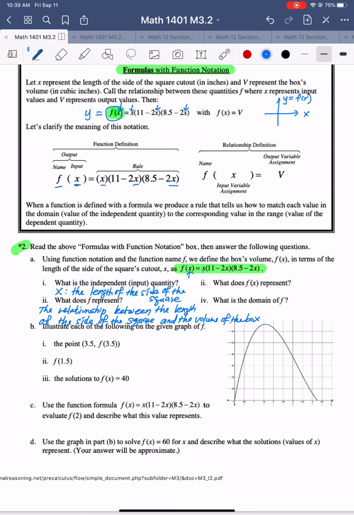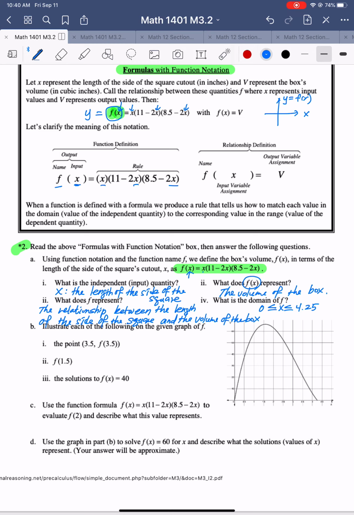Okay, so what does f of x represent this time? f represents the relationship between the length of the side of the square and the volume of the box, but f of x represents exactly the volume of the box. And then what is the domain for this one? Do you remember the largest value for the input? It goes up to half of 8.5, because 8.5 is a smaller size than 11. So the domain, which is x, should be greater than or equal to 0, up to half of 8.5, which is 4.25.